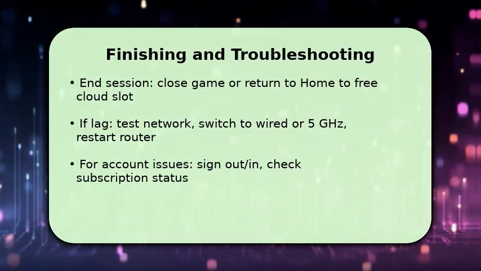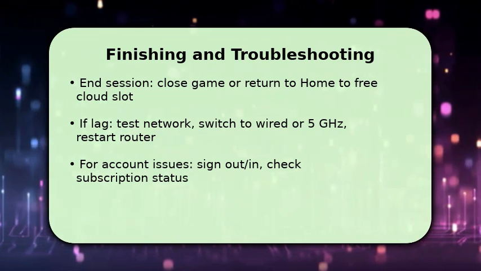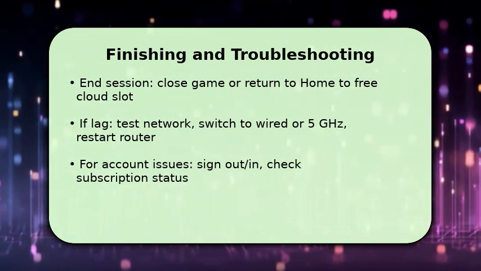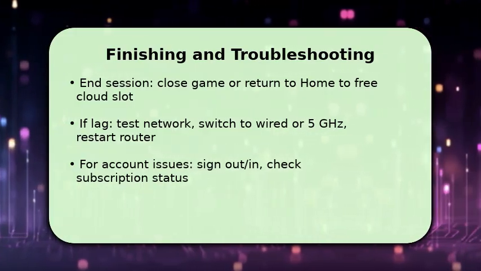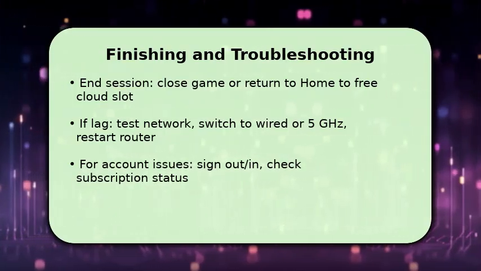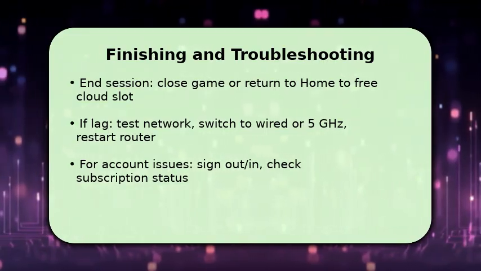If you encounter lag or stuttering, test your network speed, switch to a wired connection or a 5 GHz Wi-Fi channel, and restart your router. These steps often resolve throughput problems. If the service says you lack access, sign out and back into Xbox, verify your Game Pass Ultimate is active, and make sure your account is the one signed in on the console.